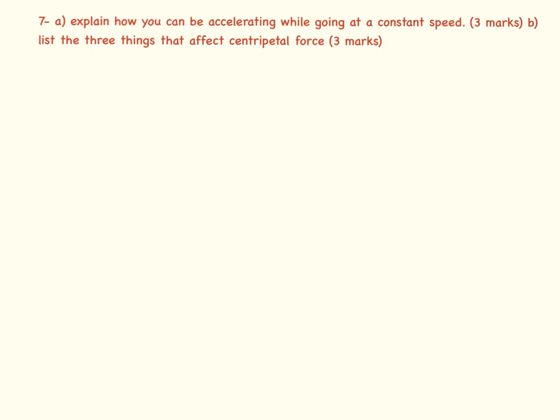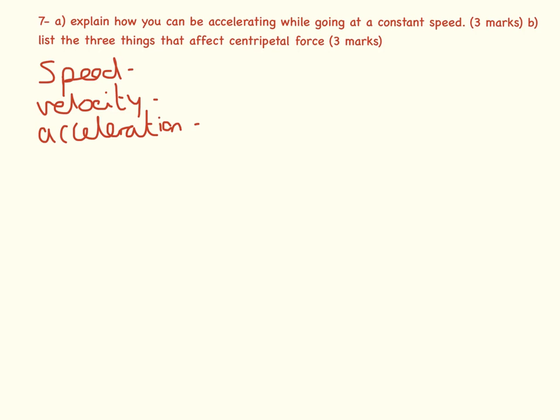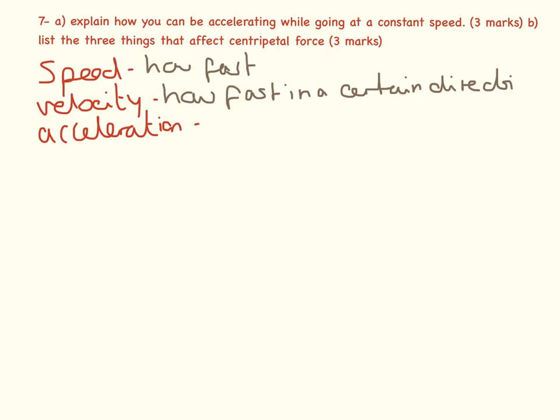This is a question that really throws people. How can you be accelerating while going at a constant speed? So first of all, we need to know a few definitions. You need to know the meaning of speed, velocity and acceleration. So speed is just how fast you're going. Velocity is how fast you're going in a certain direction. I'm just going to underline that. And acceleration is a change in velocity.